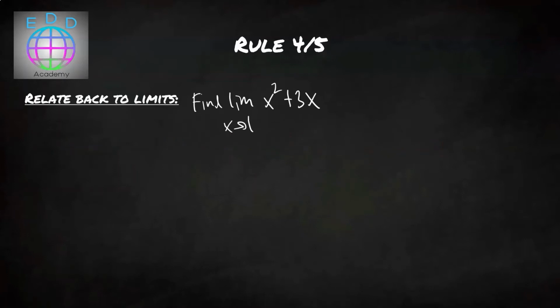And a lot of calculus, most of math, relates back to what you've learned previously. There's always reiteration in math. And we saw this exact same rule while learning limits. If we have a question that asks us to take the limit as x approaches 1 of x squared plus 3x, we can split this limit up into the limit as x goes to 1 of x squared plus the limit as x goes to 1 of 3x. We split up the limit, compute each individually, and then add them at the end. The same applies for derivatives.